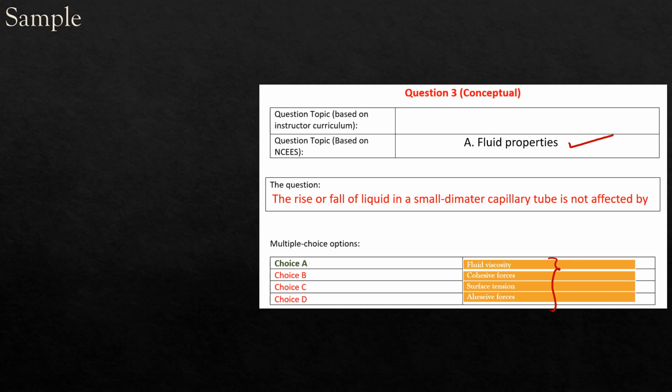The correct option here is the viscosity, because the fall or the rise in the capillary tube is actually because of the surface tension, and the cohesive and the adhesive forces which are acting between the interface of the liquid and the solid. So this is a brief summary of what you should see in the exit exam.